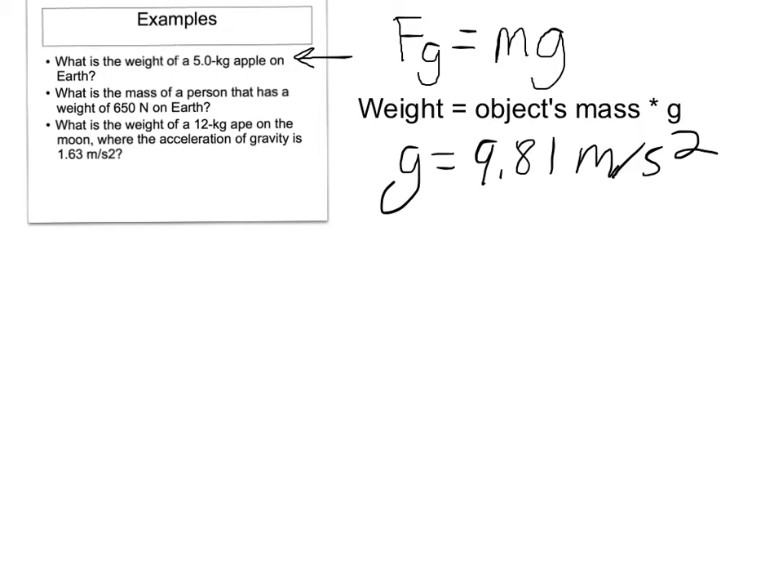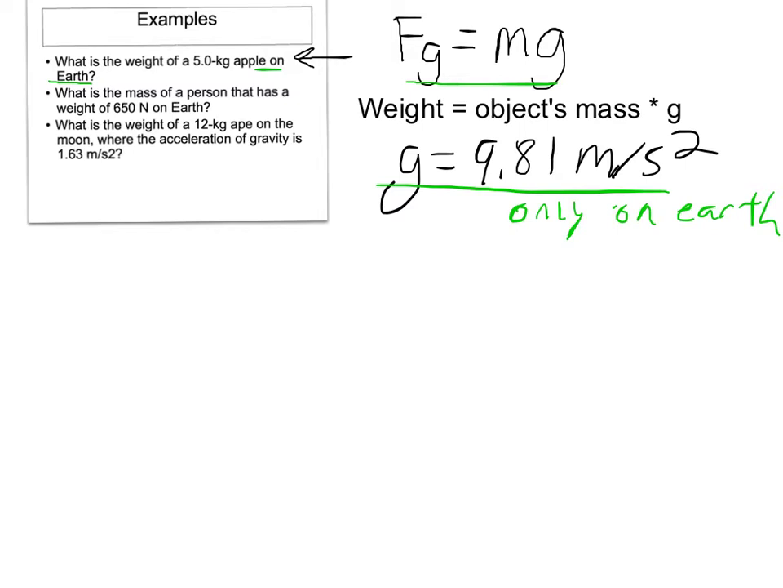What is the weight of a 5 kilogram apple on Earth? Now this part here where it says on Earth is actually important. You might think, oh, well, everything happens on Earth. Not necessarily. This equation for weight right here, using this number for g, applies only on Earth. And I'll do an example later where it's not on Earth.